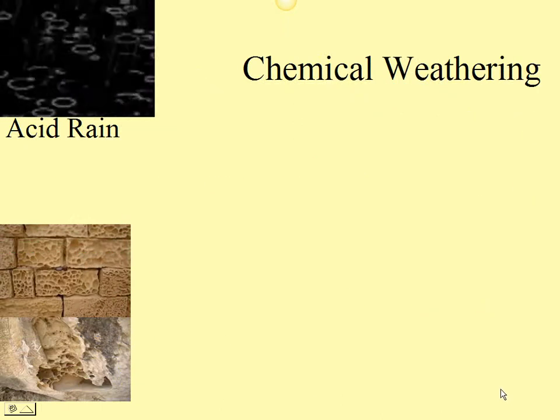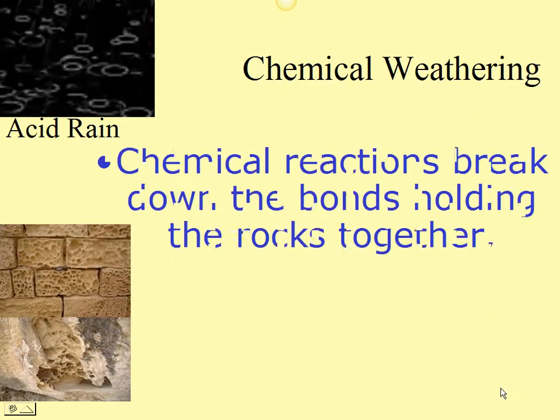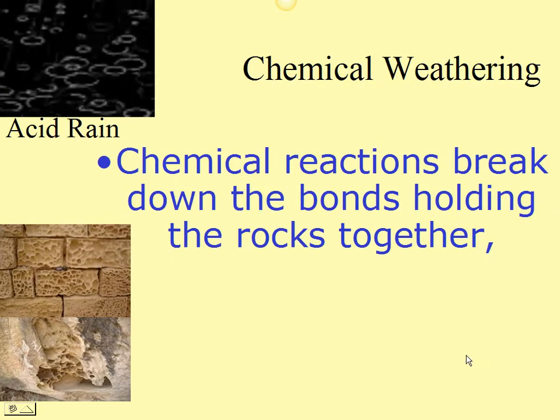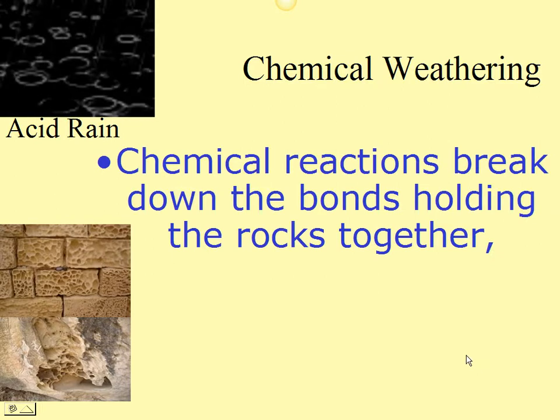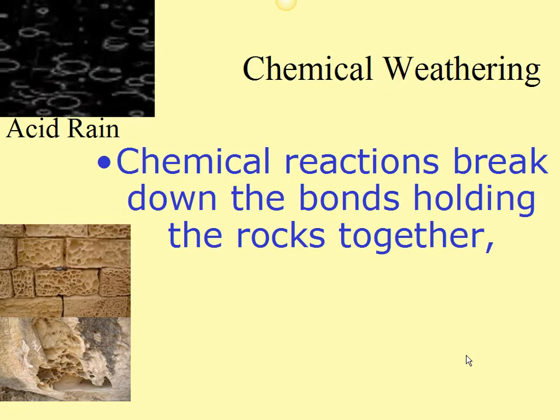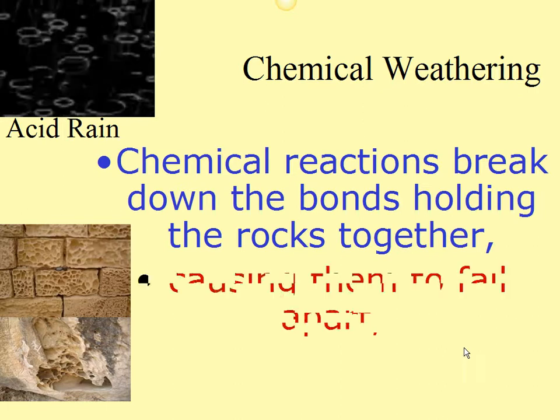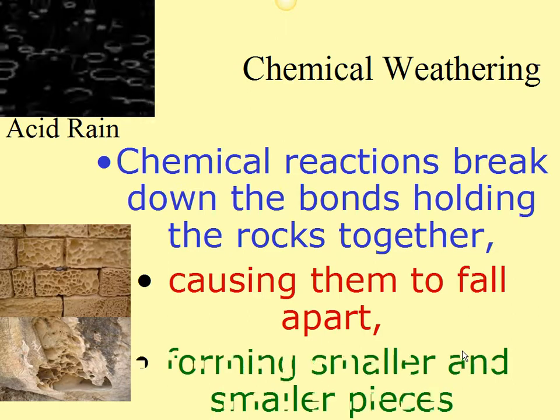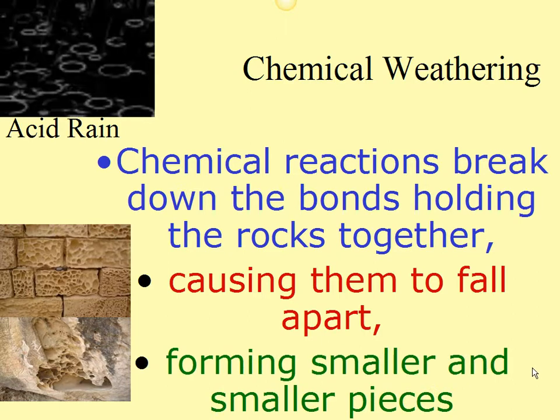Okay, now we have chemical weathering. In chemical weathering, chemical reactions will break down the bonds that hold the rocks together, causing them to fall apart, forming smaller and smaller pieces.